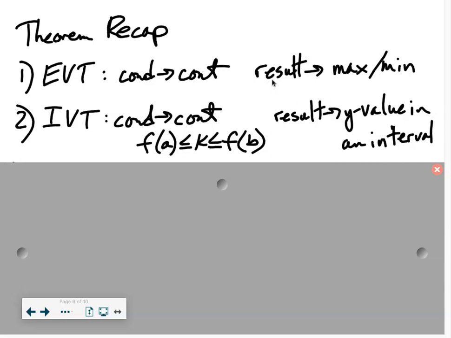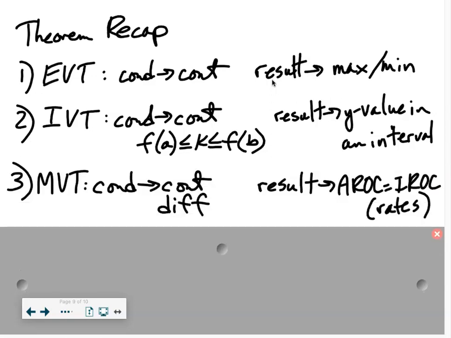So then you come to MVT, which also just has 2 conditions, continuous and differentiable. And MVT, the result is that your instantaneous rate of change has to equal the average rate of change on the interval, somewhere in there. So MVT deals with rates. So if you're asked about the derivative or the rate of change of a function having to equal some value, that's MVT.